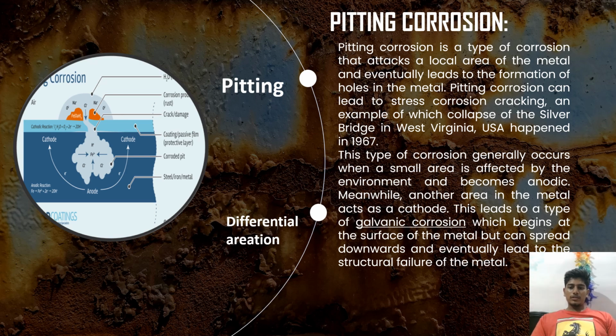This type of corrosion generally occurs when a small area is affected by the environment and becomes anodic. Meanwhile, another area in the metal acts as the cathode. This leads to a type of galvanic corrosion which begins at the surface of the metal but can spread downwards and eventually lead to the structural failure of the metal.